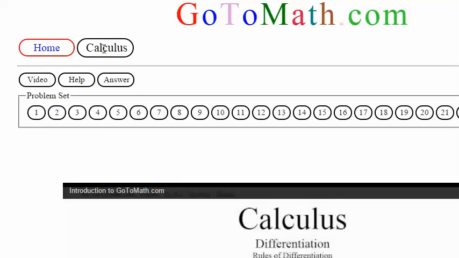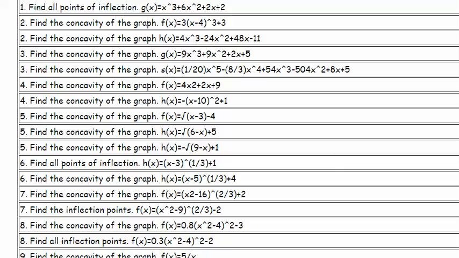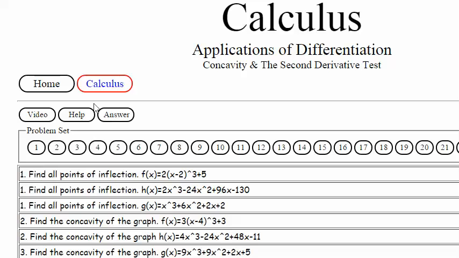We're at gotomath.com working some calculus. Let's go down to concavity. And, ooh, man, looks like we're doing that one again. Lovely.